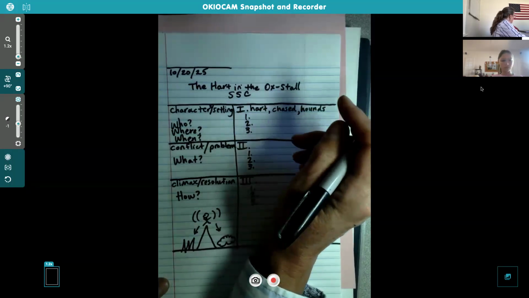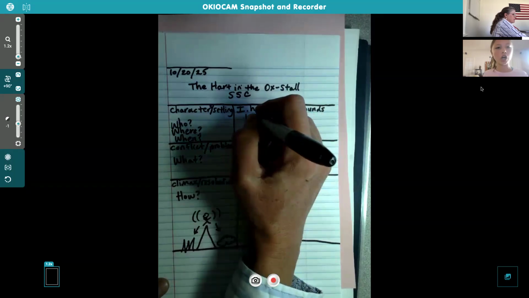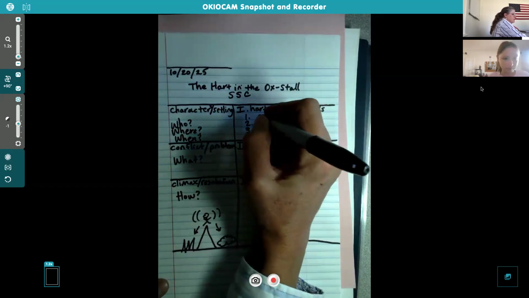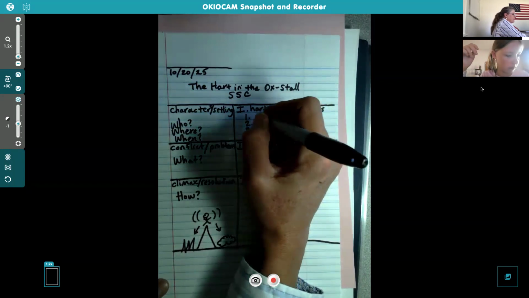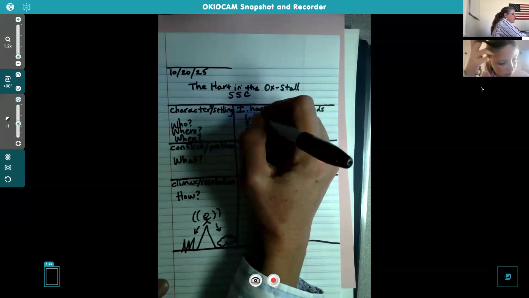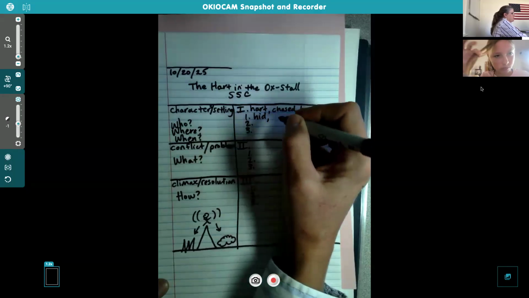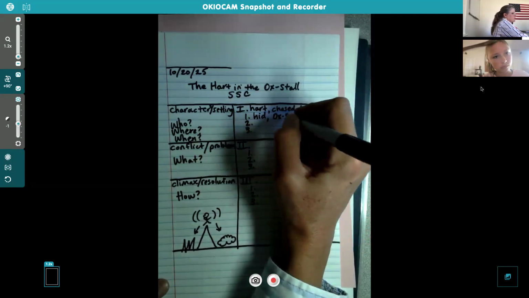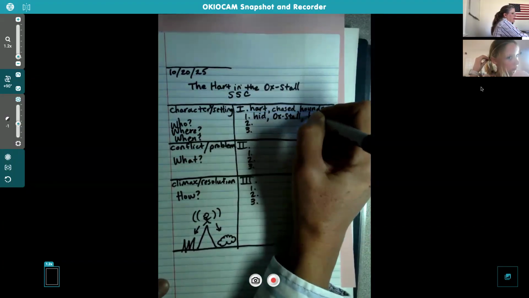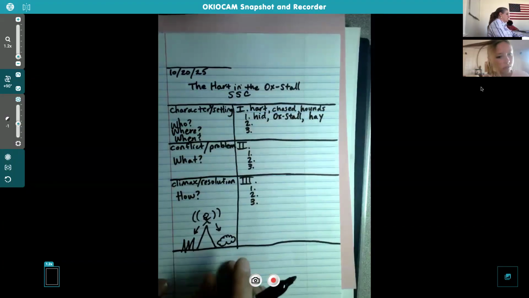So what do you want to put here? Ox stall and then hay? We were turning 3 into 1. Oh, fled, you could do fled or hide. I'm going to put hid, past tense, but if you want to use fled, that's okay too. Ox stall, hay.